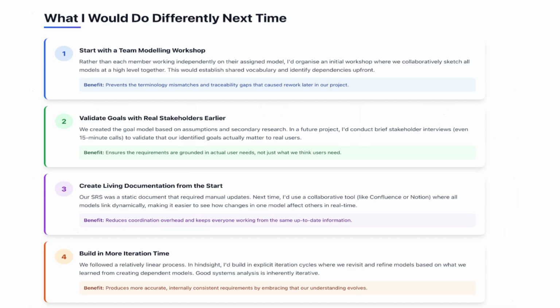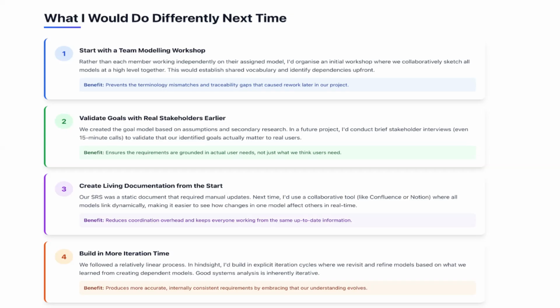So what would I do differently next time? Four things. First, I'd start with a team modeling workshop for shared vocabulary. Second, I'd validate goals with real stakeholders through interviews. Third, I'd use collaborative tools like Confluence. And fourth, I'd build in iteration cycles.